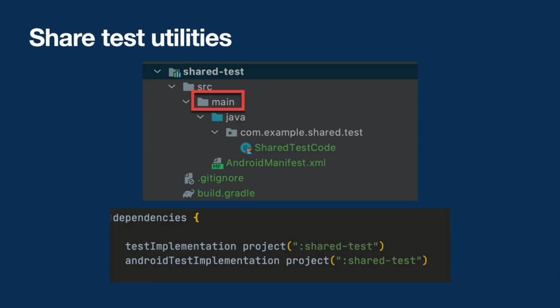The way you can do that is create a separate library at the Gradle level. It's an Android library. You put your shared test code in there, and then you just import that project into both your test implementation and your Android test implementation. The code goes in the main of the shared library, but then you pull it into the test and the Android test to share that.